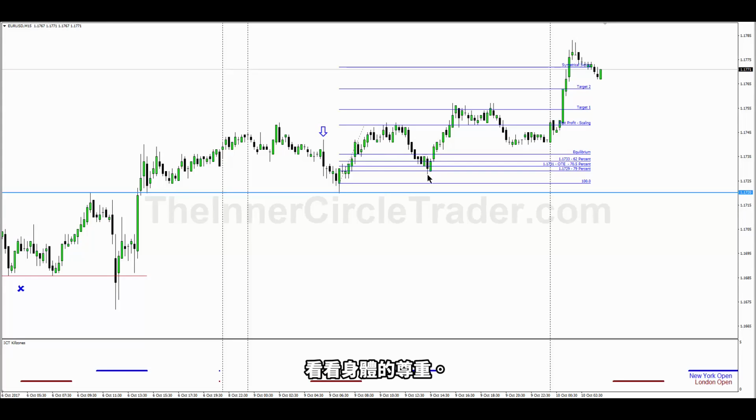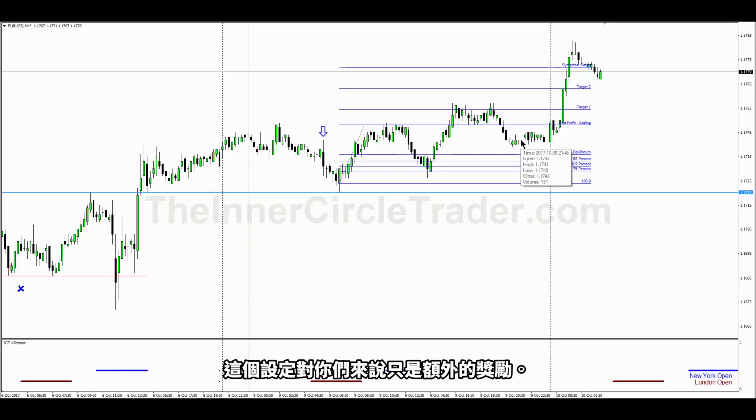Now, yes, we wick through a little bit here, but look at the body trading up to first target, which is the old high, and then target 1. Multiple opportunities to get out of target 1. Then it retraces, goes down below the old high, and then we'll look at this example as well for an additional setup. This is just a bonus for you guys.